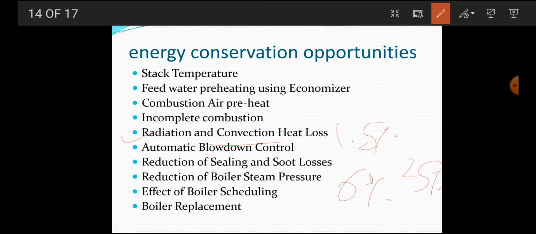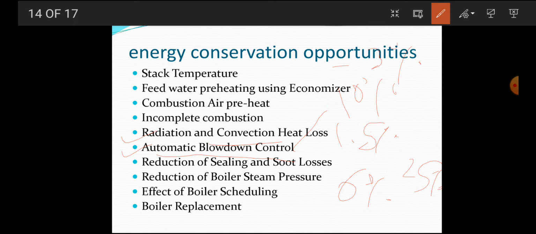Then automatic blowdown control. Uncontrolled continuous blowdown is very wasteful. Automatic blowdown controls can be installed that sense and respond to boiler water conductivity and pH. A 10% blowdown in a 15 kg per centimeter square boiler results in 3% efficiency loss. So it results in 3% of efficiency loss.